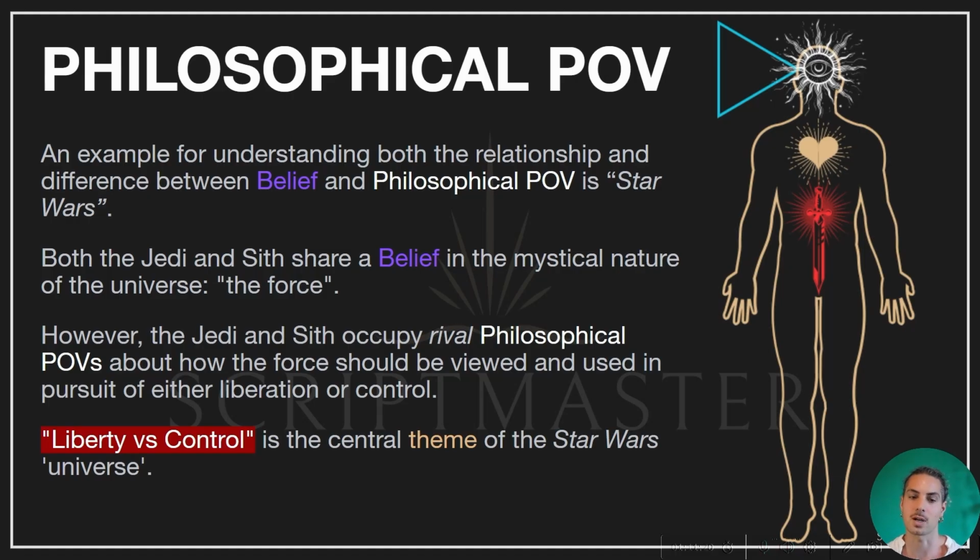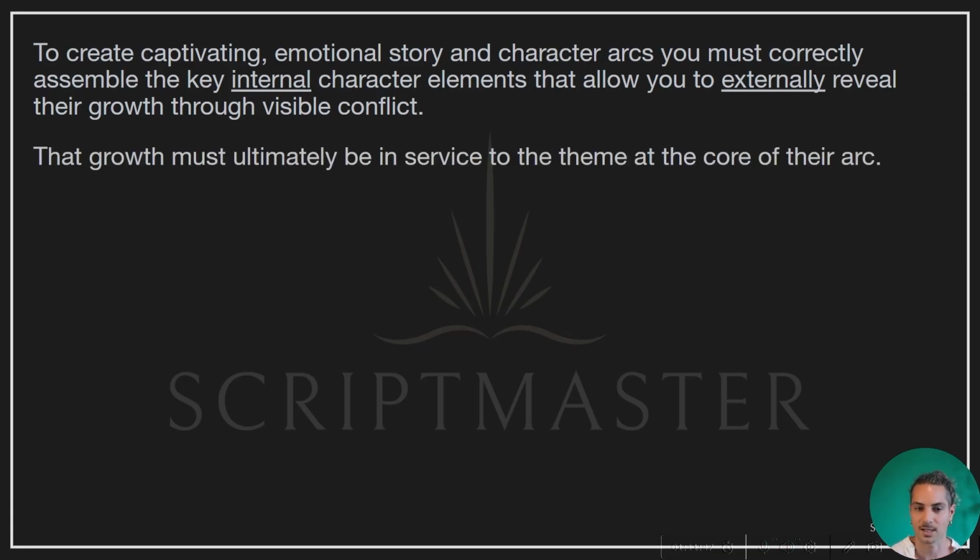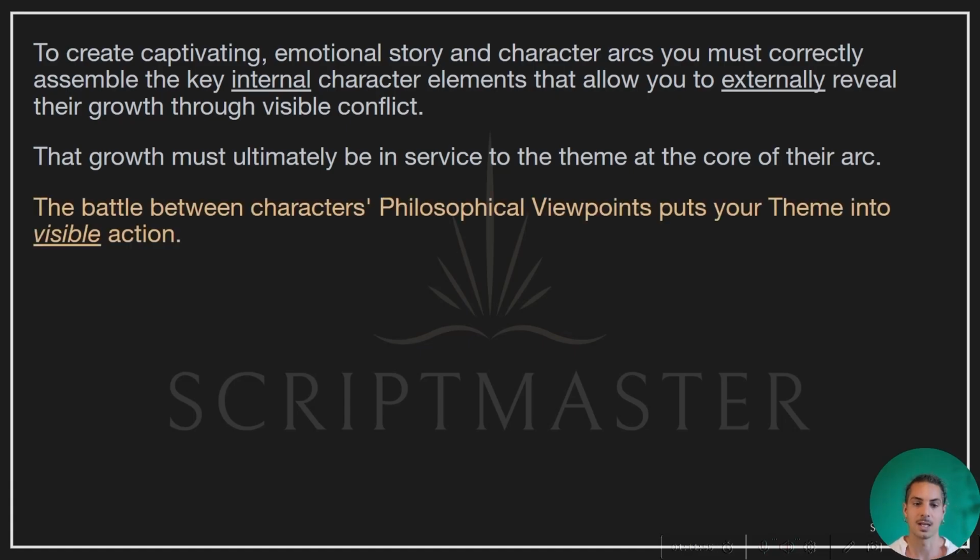So to create captivating emotional story and character arcs, you must correctly assemble the key internal character elements that will also allow you to externally reveal their growth through visible conflict. And that growth must ultimately be in service to the theme at the core of their arc, and therefore, if they're the protagonist, the core of the story. And the battle between characters' philosophical viewpoints helps to put your theme into visible action.